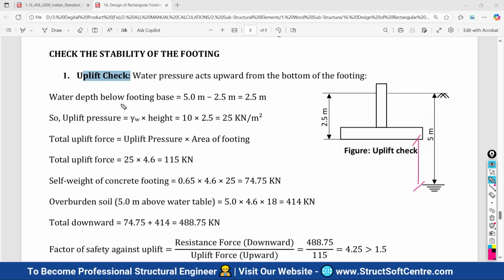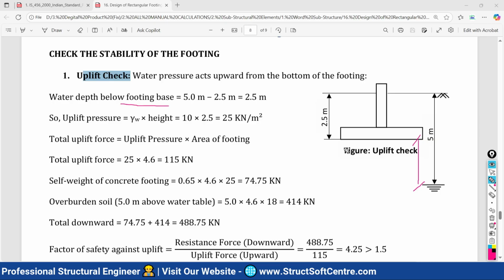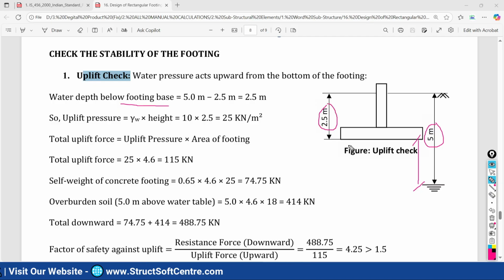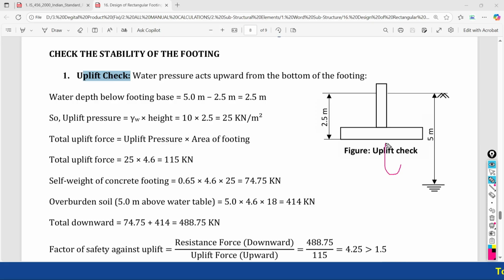So water depth below the base of the footing will equal the total depth minus the depth of your footing base. After doing this calculation, we see that 2.5 meters is the depth of the water below the base of the footing. Now we have to find the upward pressure due to water, not due to soil, remember. So unit weight of the water multiplied by height of water. After doing this, we get the pressure due to water as 25 kilonewton per meter square.